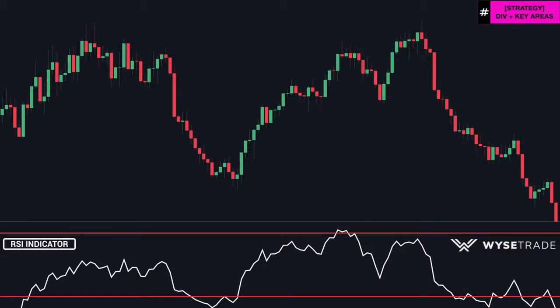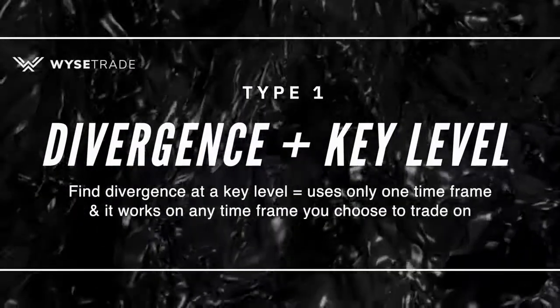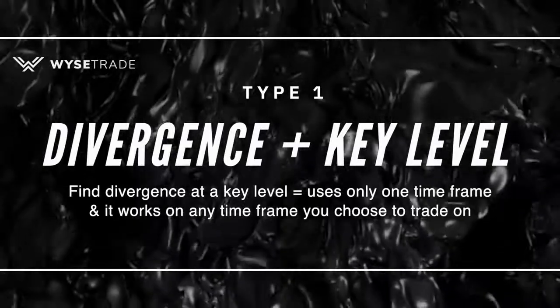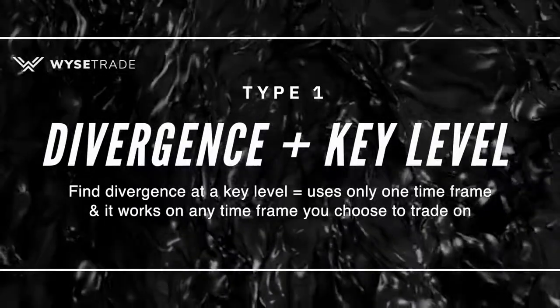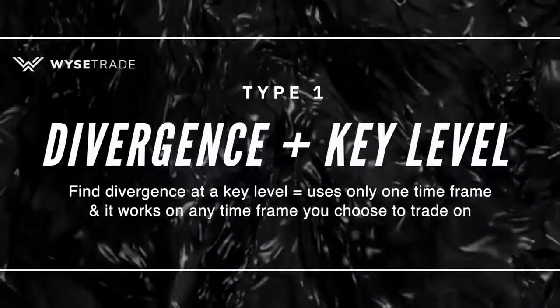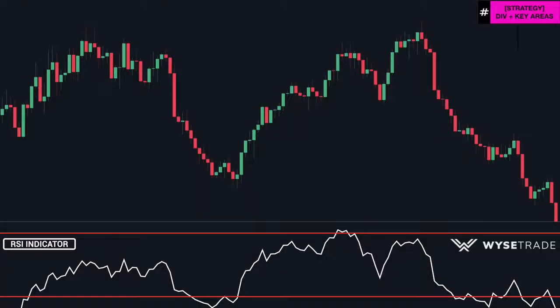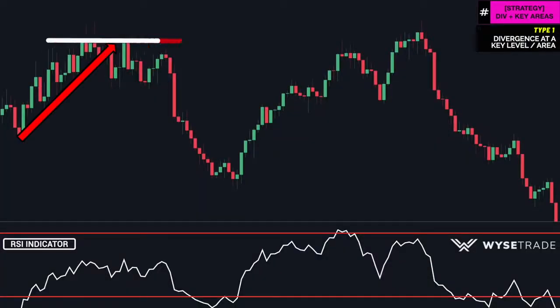So let's start with type 1, which is divergence forming at a key level or area. Again, type 1 involves using only one time frame. Also, you can find these setups on any time frame you choose to trade with. So you look left and noticed that when price came up to this area, it hit and reversed drastically, making this a key level of resistance. So you had it drawn in.